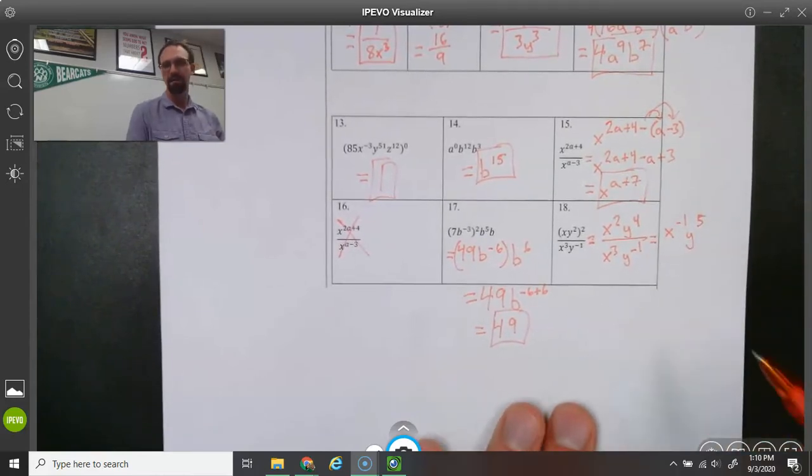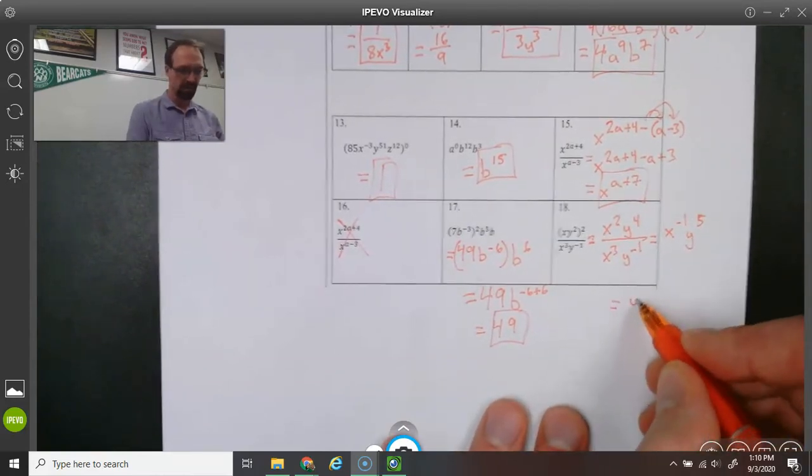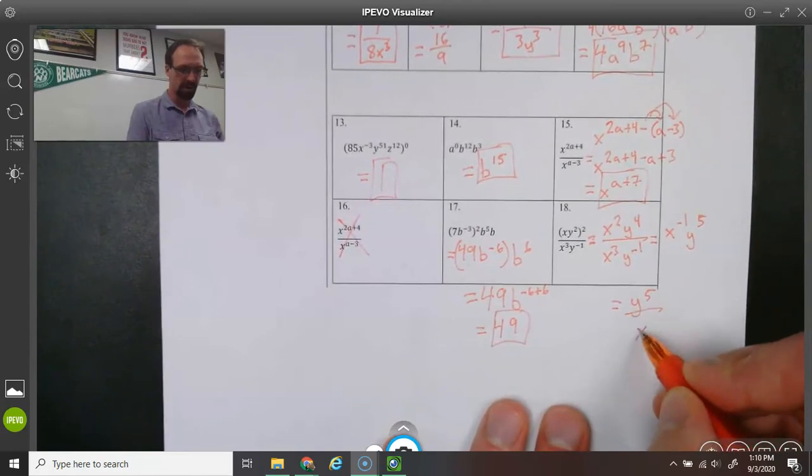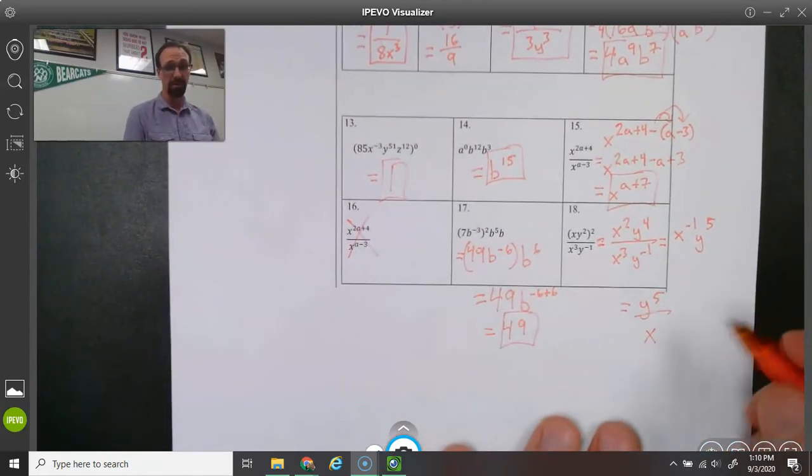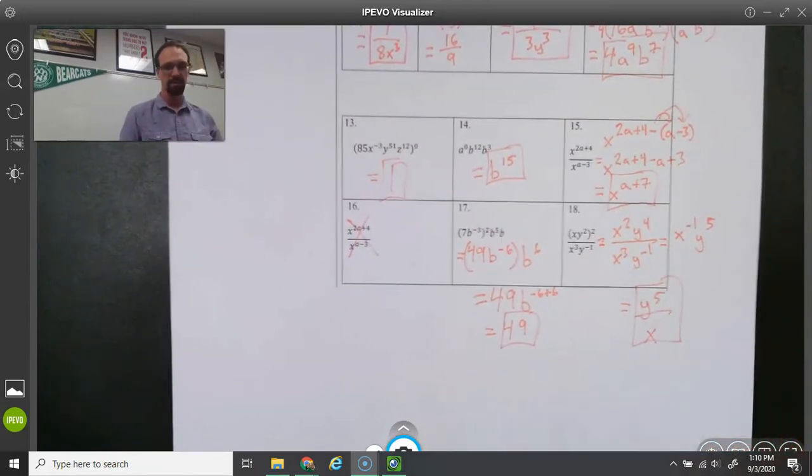And we can't have negative exponents in our final answer. So my final answer for this one, y to the 5th is going to be in the numerator, and then x is in the denominator. Remember, we don't put 1 because the property 1 is assumed.